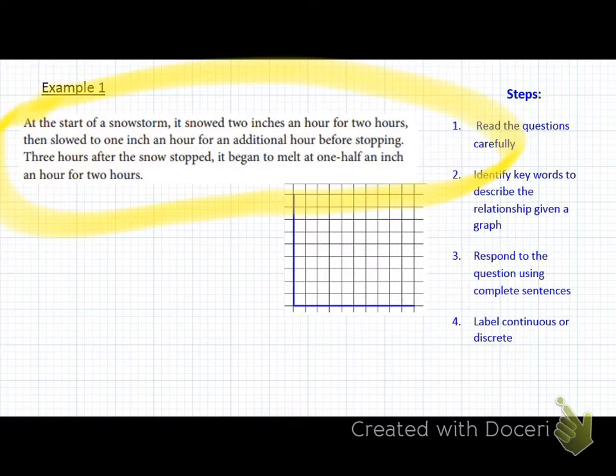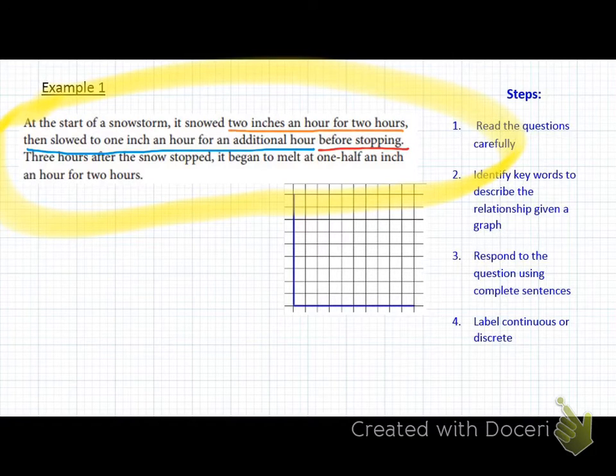At the start of a snowstorm, it snowed 2 inches an hour for 2 hours. Then slowed to 1 inch an hour for an additional hour before stopping. Okay, so I'm getting some data here. I'm noticing it's snowed for 2 inches an hour. So I'm going to color this in orange. And then I see this other one. Then it slowed to 1 inch an hour for an additional hour. So I'm going to highlight this in blue. Before stopping. So I'm going to put a little note here. It stopped. Okay, that's good to know.